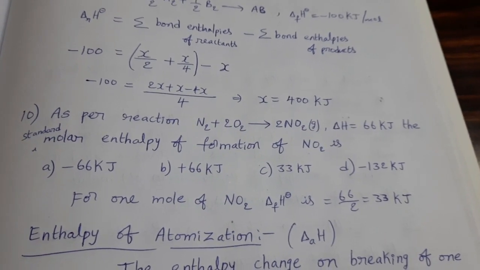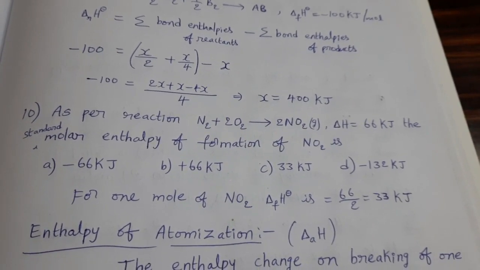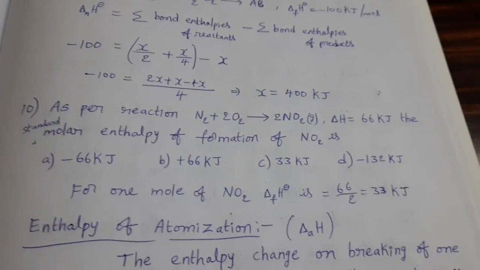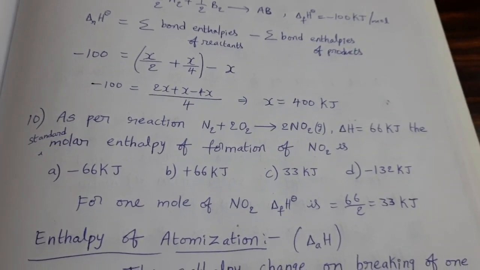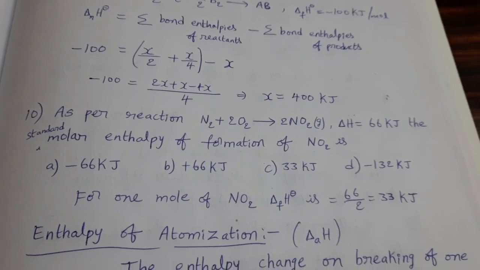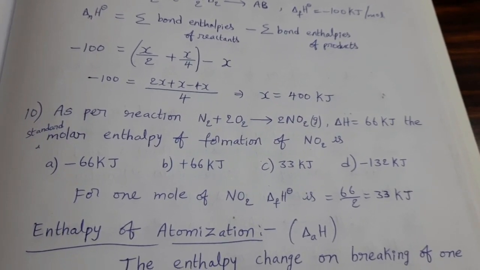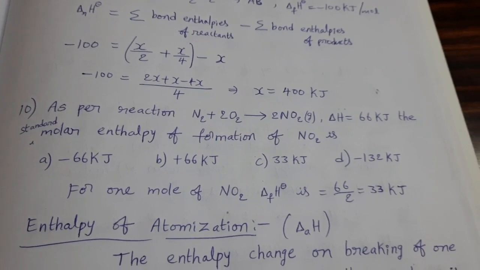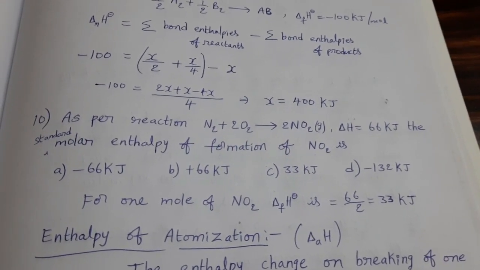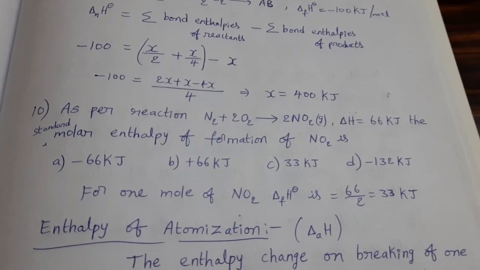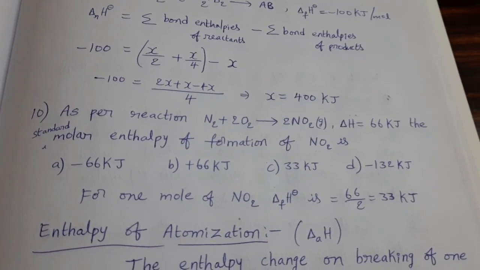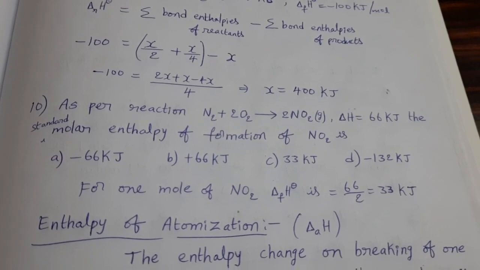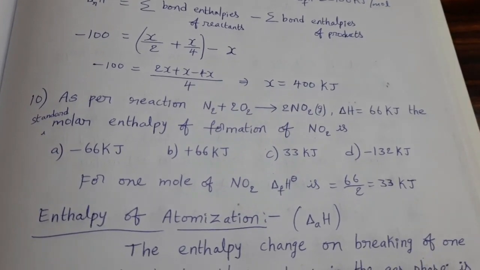Last class we completed numericals related to standard enthalpy of formation. Now see the next one. As per the reaction, N2 plus 2O2 gives rise to 2NO2, delta H equal to 66 kilojoules. The standard molar enthalpy of formation of NO2 is asked here. Standard molar enthalpy or standard enthalpy of formation, both are the same.